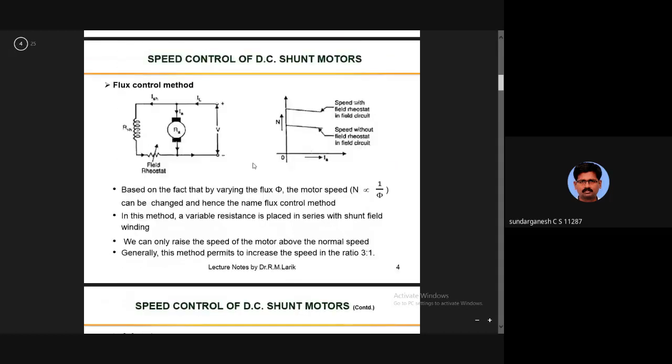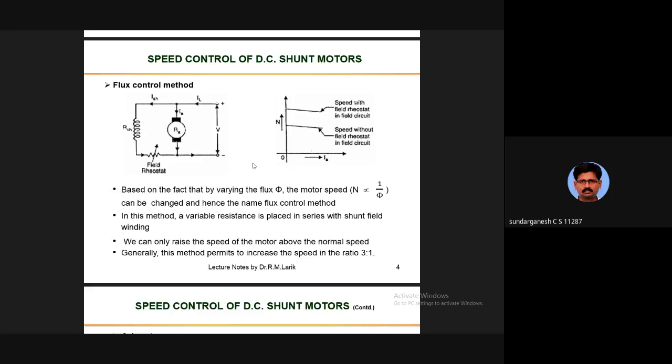First, the flux control method. In the flux control method, we take a simple shunt motor. The shunt field and armature are in parallel, and I am applying an input voltage. Ia and Ish are the corresponding currents, and IL is the total load current. A field rheostat is connected in the shunt field because we are varying the shunt field, since flux depends upon the shunt field. I am varying the shunt field by connecting a rheostat in series with it. Since the flux is varied, the motor speed is changed, so we call it the flux control method.